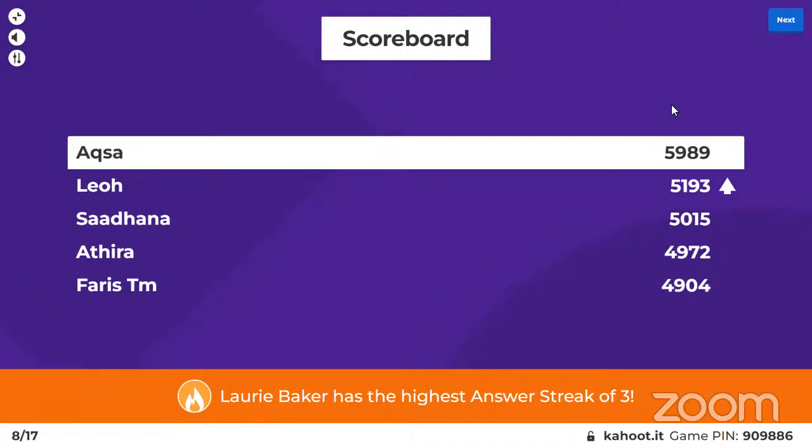Now the top 5 is distributed within a span of 1,000 points. So the gap is slowly widening up. Don't worry, you still have the option of double points.